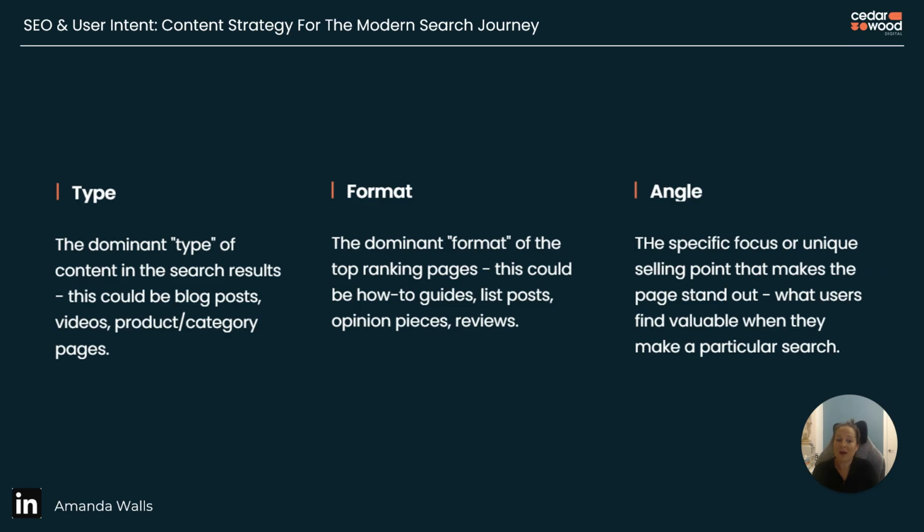The second is format. So that's the format of the top ranking pages. Typically content format would apply to blog posts, and it can come in formats like how-to guides, step-by-step tutorials, list posts, opinion pieces, etc. And finally is the content angle. So this is the specific focus or unique selling point that makes the page stand out, what users find valuable when they make a particular search.